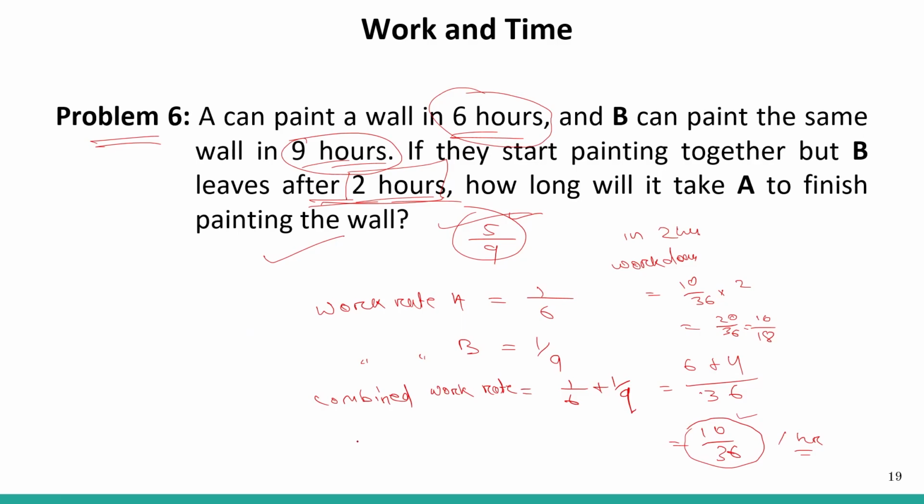So remaining work is 1 minus 5 by 9. That will be equal to what? 9 minus 5 is equal to 4 by 9 of the work. Total work is remaining now.